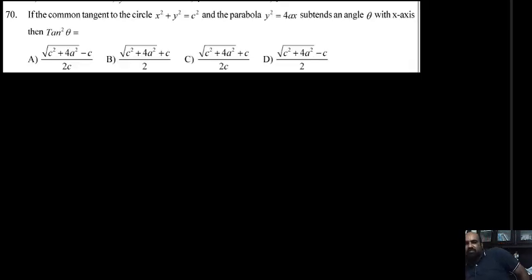Yeah, another problem, an interesting and super problem. If the common tangents to the circle and parabola subtend an angle theta with the x-axis, then find tan square theta. So we have several methods to solve this problem. I will use one of the methods. So what happened here? One circle and a parabola are given.